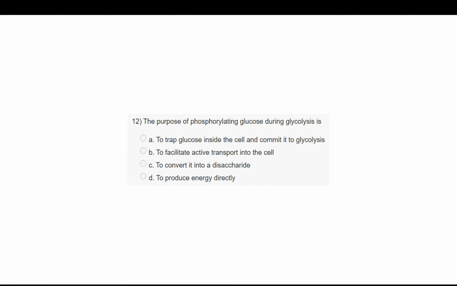The purpose of phosphorylating glucose during glycolysis is to trap glucose inside of the cell and commit it to glycolysis, to facilitate active transport into the cell, to convert it into a disaccharide, or to produce energy directly. The answer is A, to trap glucose inside the cell and commit it to glycolysis.